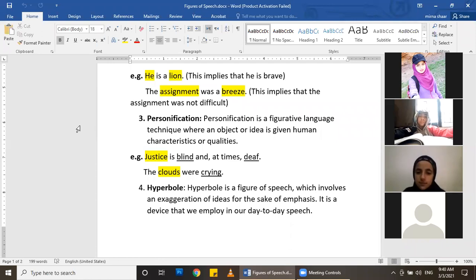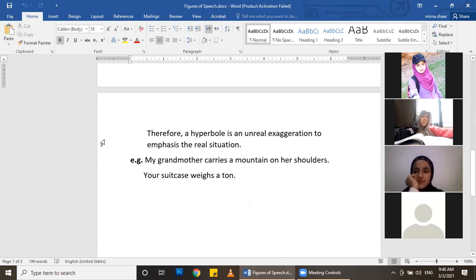Okay, the last type is hyperbole. Hyperbole is a figure of speech which involves an exaggeration of an idea for the sake of emphasis. So in order to emphasize something, usually I exaggerate using the figure of speech called hyperbole. It's a device that we employ in our day-to-day speech, usually without actually thinking. We use this technique, okay? Therefore, a hyperbole is an unreal exaggeration to emphasize the real situation.